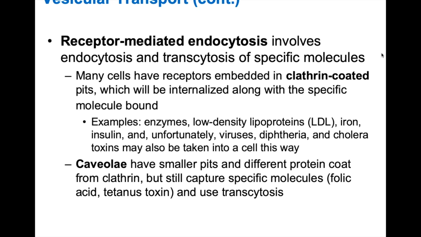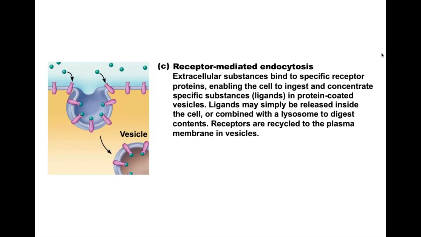Let's look at a picture of this. So you have those little purple receptors that are on your extracellular surface, and you can see those little blue-teal molecules that attach to those receptors. This causes an invagination, or an internal budding of the membrane, to create a little circle or a vesicle.